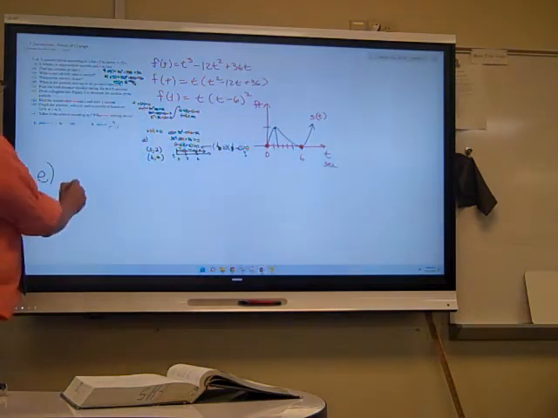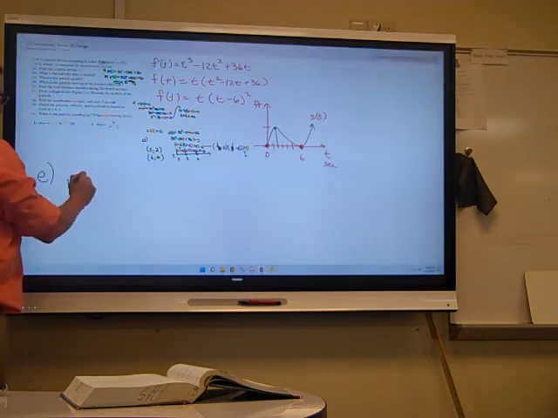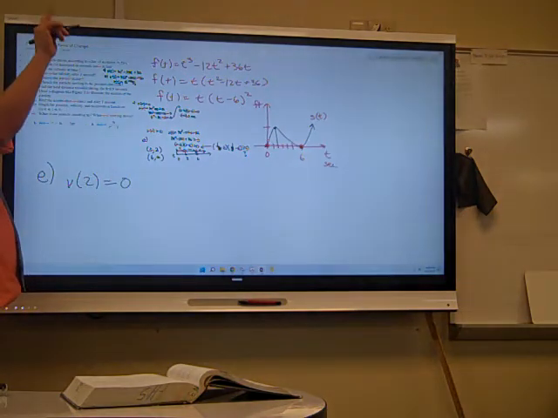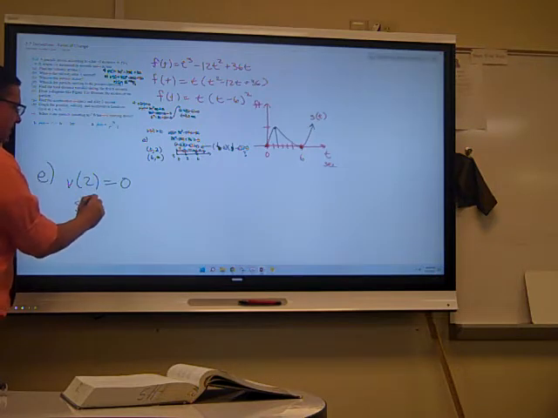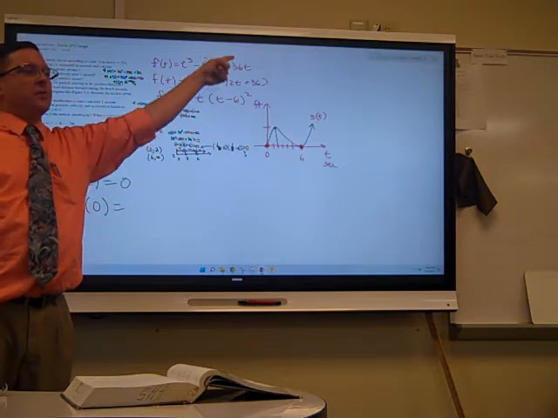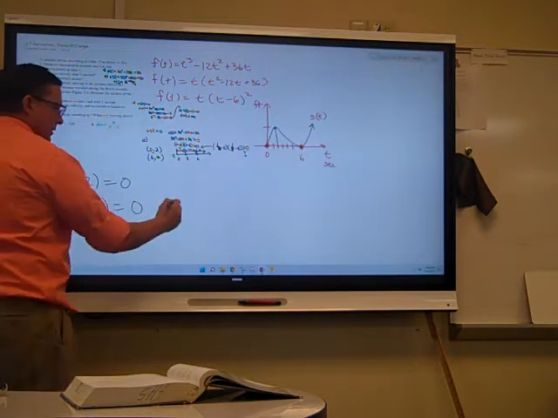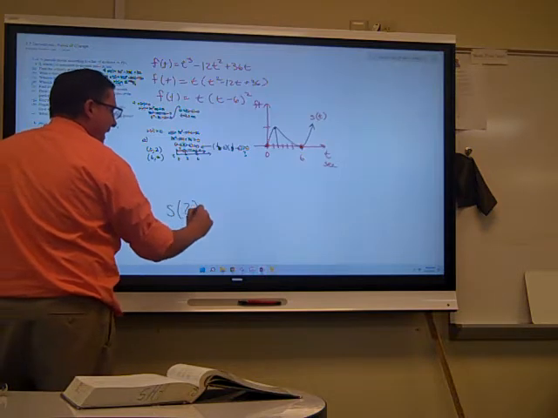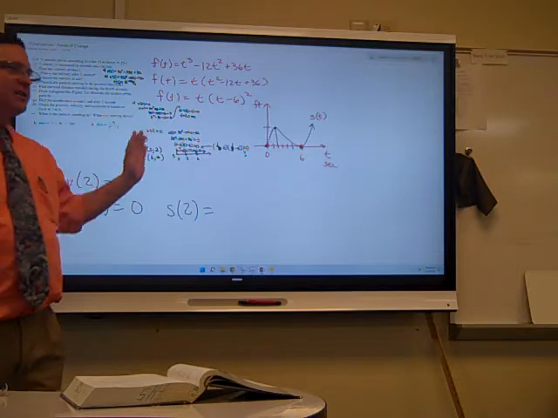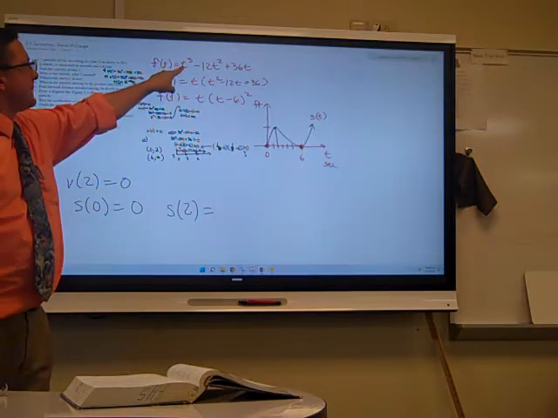So guys, I'm really interested. You guys all agree V of 2 is 0? I know that. So I'm really interested. Where did I start? What is S of 0? So I go back to my original function. We know it starts at the origin. Guys, I really want to know where I'm at S of 2, because that's going to tell me where the particle travels. So I got to put 2 into this equation.